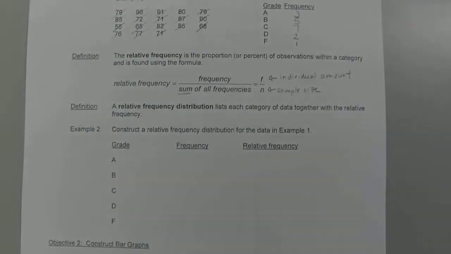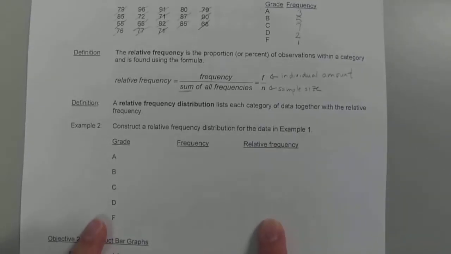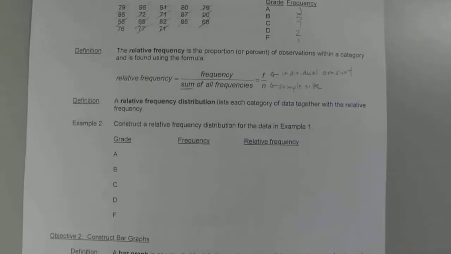And what we're going to do is, once we find all the relative frequencies, we'll be able to make a relative frequency distribution. All that is the categories we're studying, and now the relative frequencies are part of our distribution. All right? So we're going to just use the same data as above.